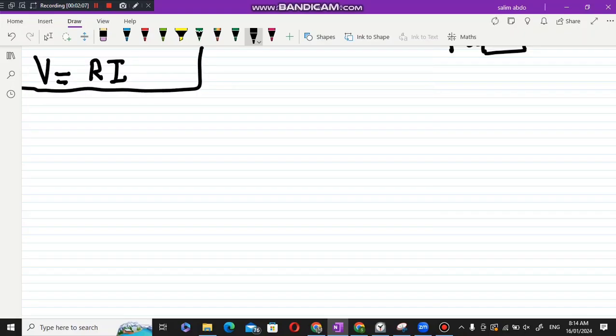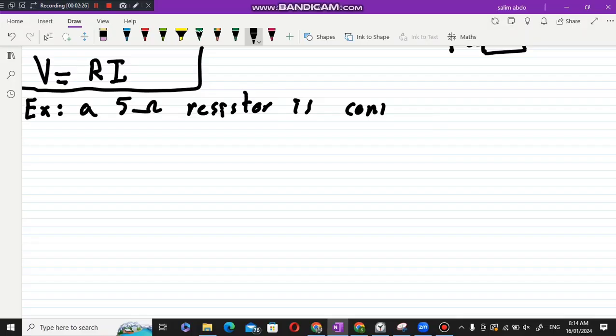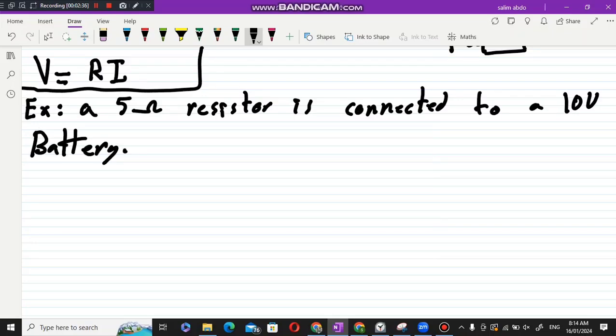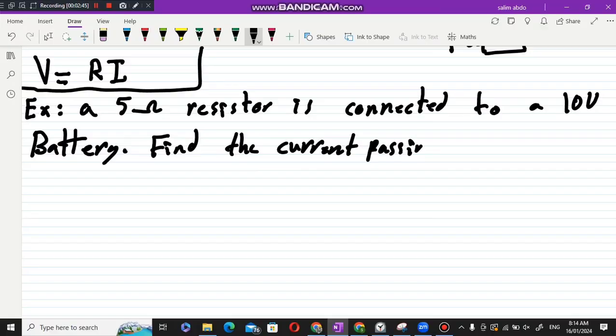So let's do one of the examples in the worksheet. Or let me do one example before, and then we do the example in the worksheet. So let's say a 5 ohm resistor is connected to a 10-volt battery. Find the current passing through the resistor.